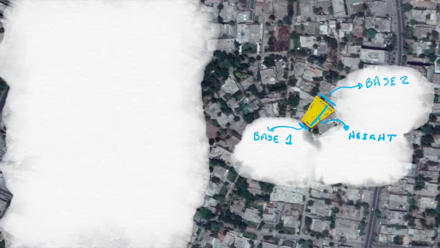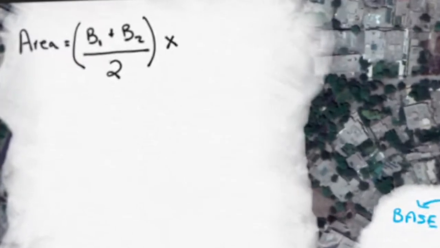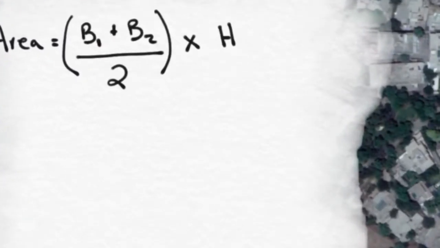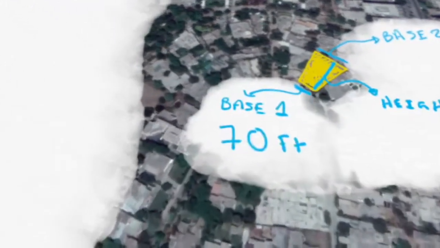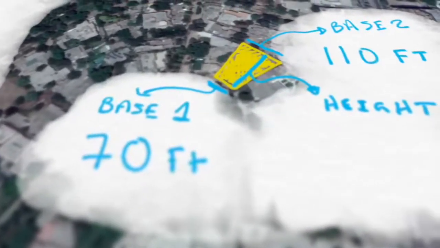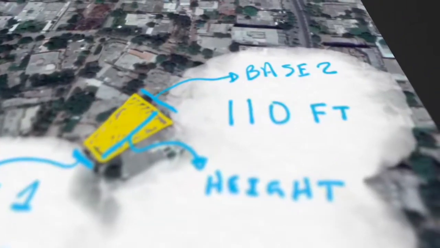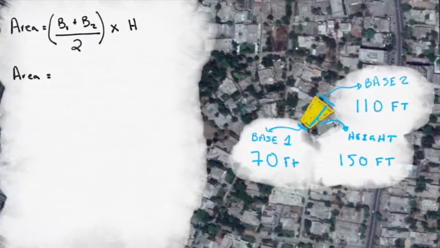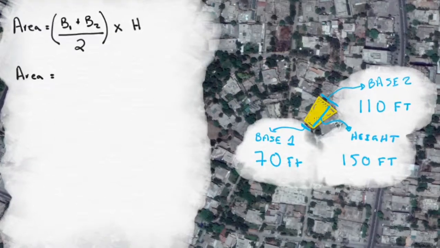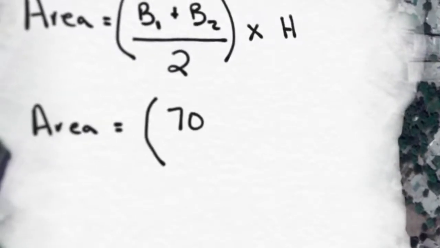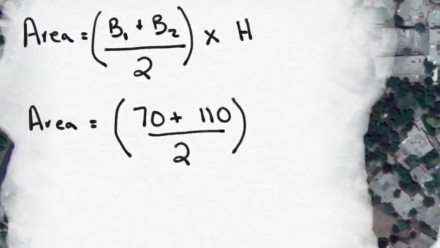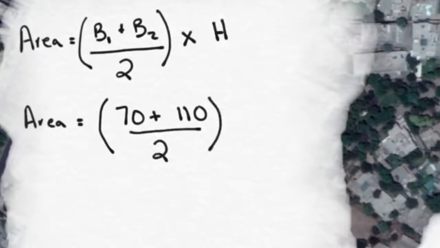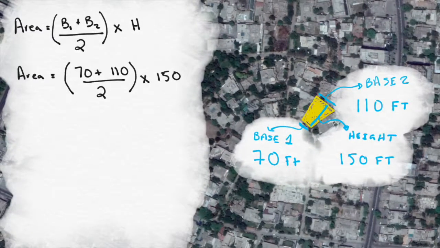Once we have that, we're going to go ahead and put in the area. The area of a trapezoid is B1 plus B2 divided by 2, and you multiply that by the height. So in this case, our base 1 is 70 feet, and our base 2 is 110 feet, and our height is 150 feet. We go ahead and plug in our numbers. For B1, we put in 70. For B2, we put in 110. Divide that by 2, and then you multiply that by H, which is 150. So our height is 150.